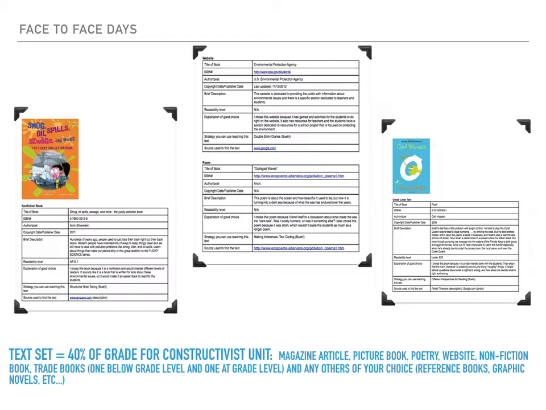Make sure to have 1 magazine article, a picture book, some poetry, a website students can access, a nonfiction book, some trade books, at least 1 below grade level and 1 at grade level, and any other text that you would like to include, such as reference books, graphic novels, etc. The rest of the unit you'll want to construct and tweak after information from our face-to-face days. There will be work time built into our face-to-face days so that you can work on this.